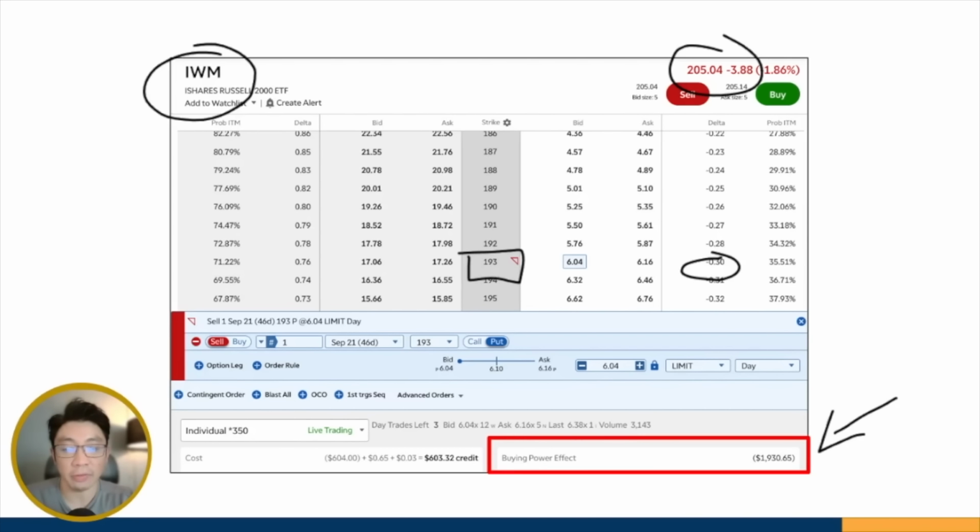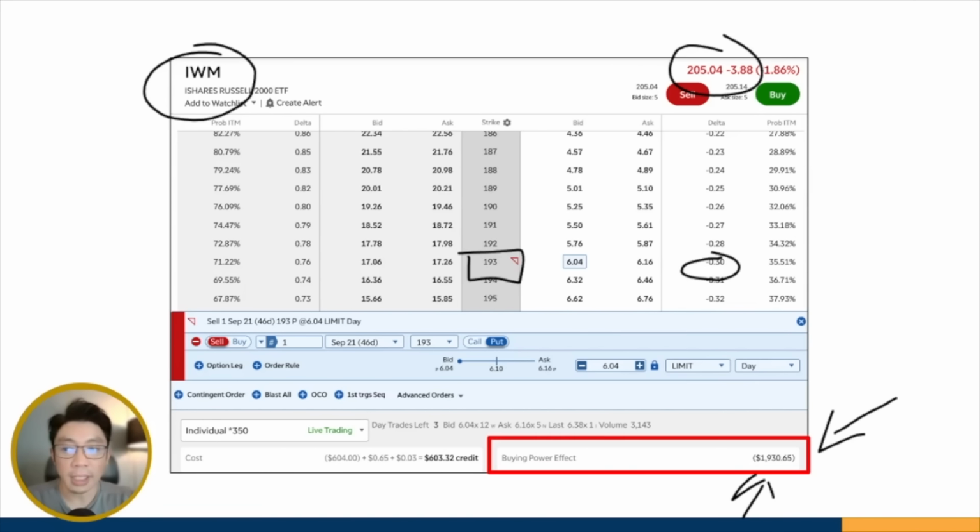For example, after putting it on, if the market becomes very volatile, it's possible that your broker can actually increase the buying power effect. That means this can actually go all the way to higher than $1,930, maybe it can go to 2,000 plus. And this is very important to note because if you're going to trade the naked put in your account, you need to make sure that your position size is proper.